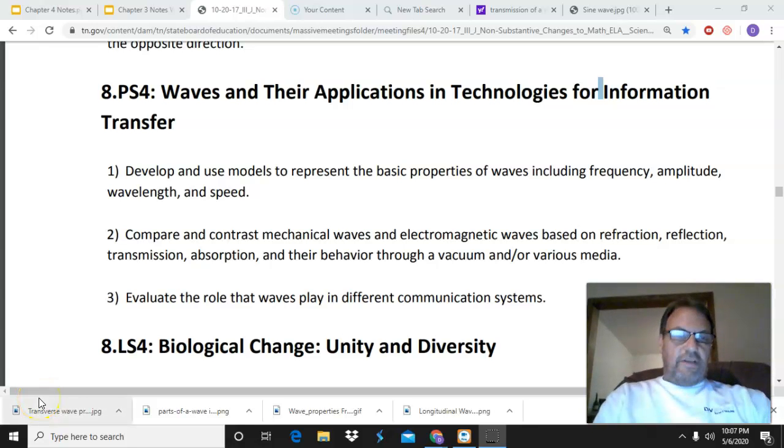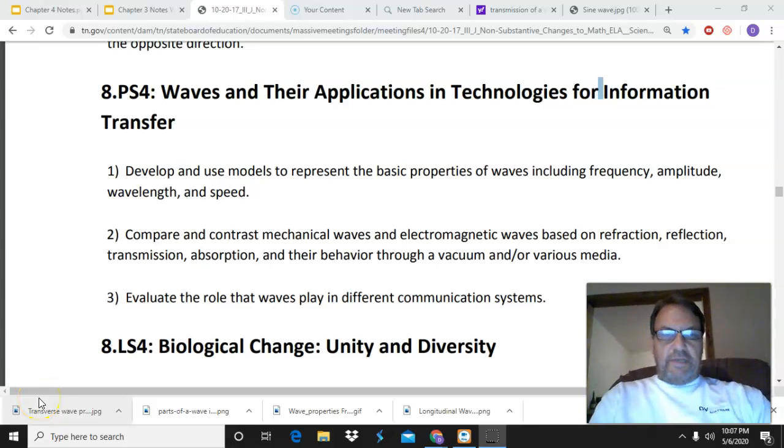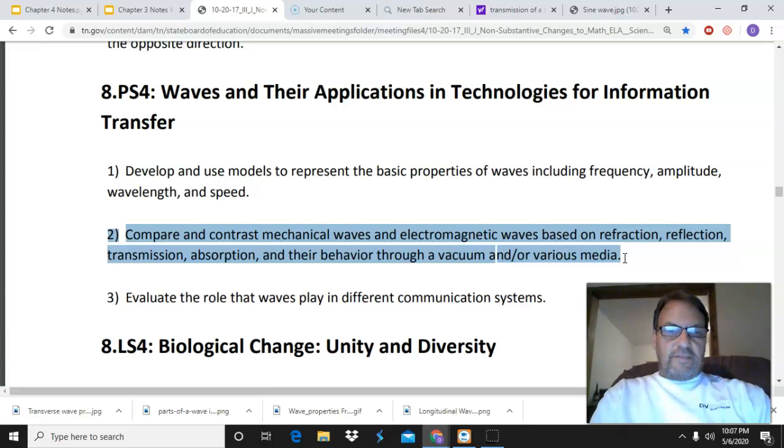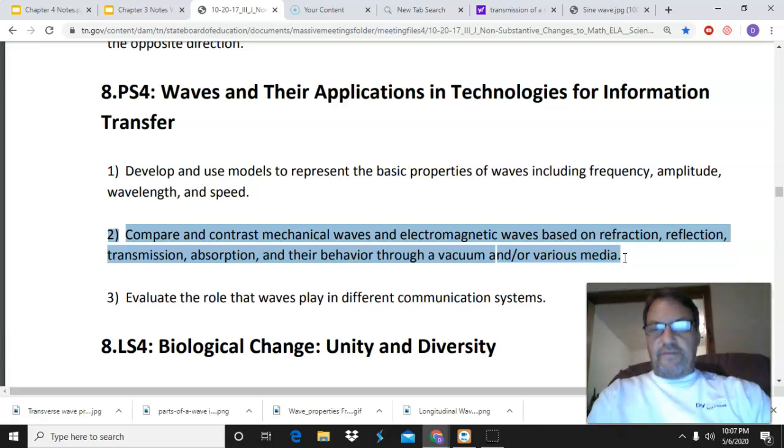Okay, on this next video, we're going to be talking about 8.PS4.2, and that is this one where we're going to compare and contrast mechanical waves and electromagnetic waves based on refraction, reflection, transmission, absorption, and their behavior through a vacuum and or various media.